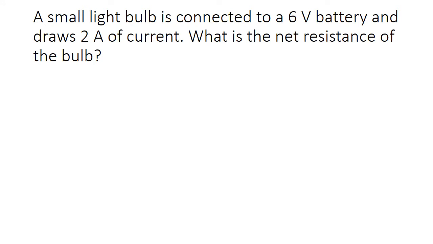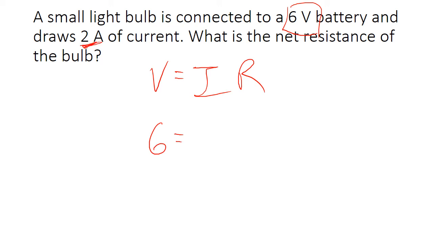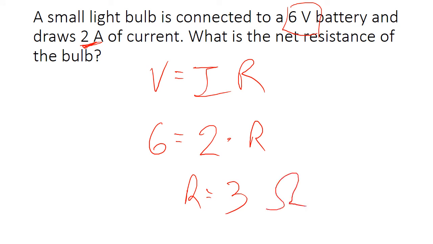Let's do a practice problem or two. A small light bulb is connected to a 6-volt battery and draws 2 amps of current. What is the resistance of the bulb? Nice. So we're going to do V is equal to I times R. V is 6 because that's the voltage of the battery. Now there's 2 amps of current, so that's going to go right there times R, solving for R. R is equal to 3. We should put a unit there because we always put a unit in this class. So it is going to be 3 ohms.